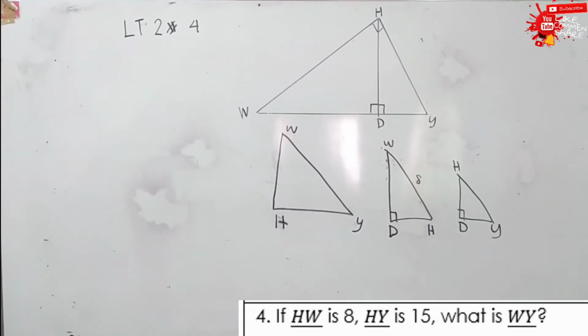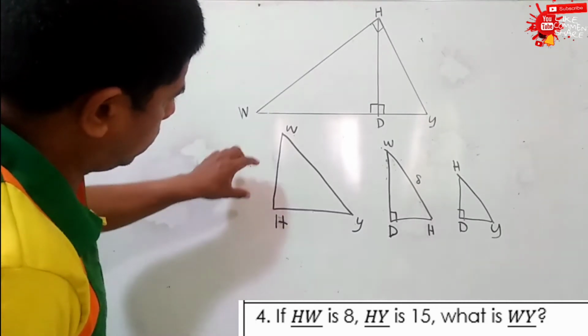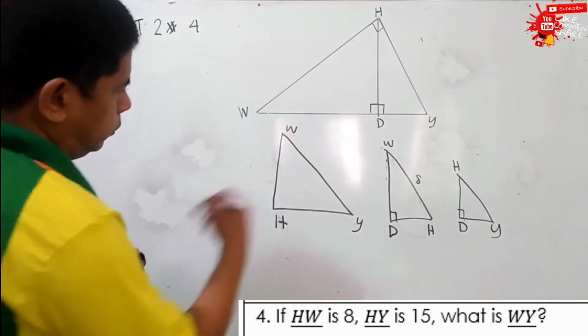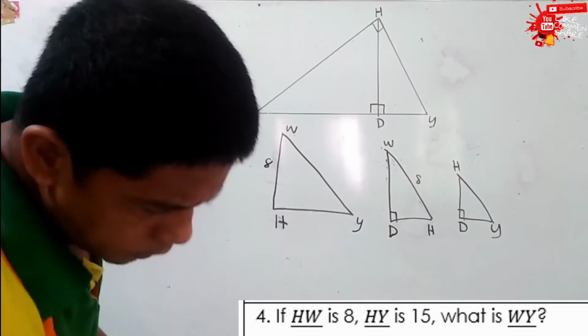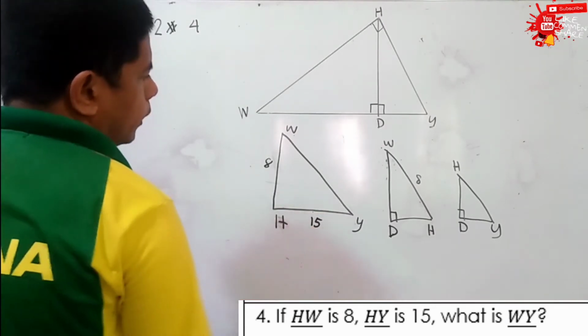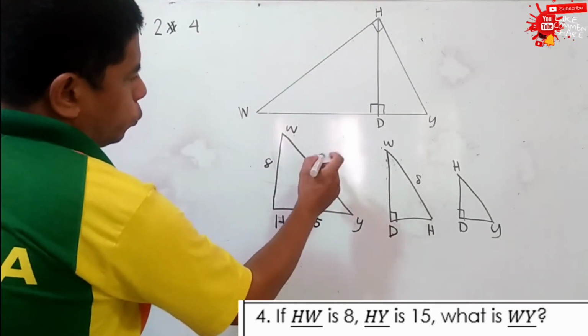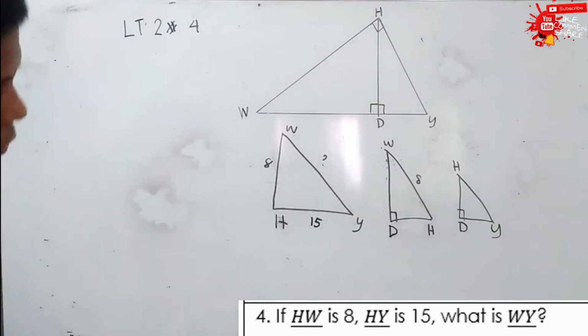Okay, ulit. Question number 4. HW is 8. Okay, ito yon. And HY is equal to 15. So, ang hinahanap is WY, which is the hypotenuse.